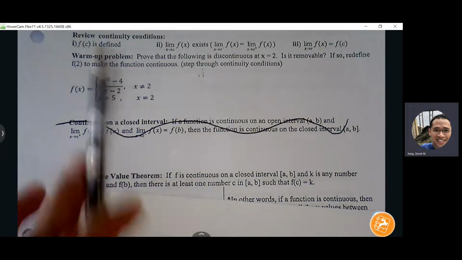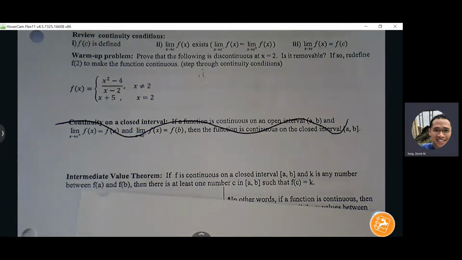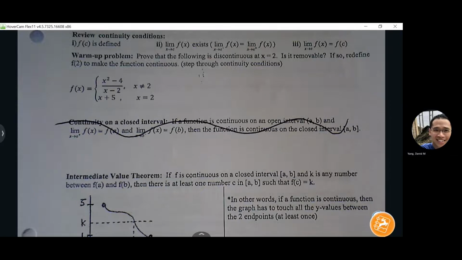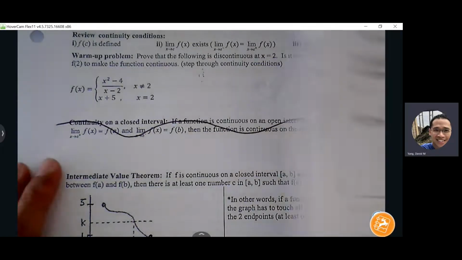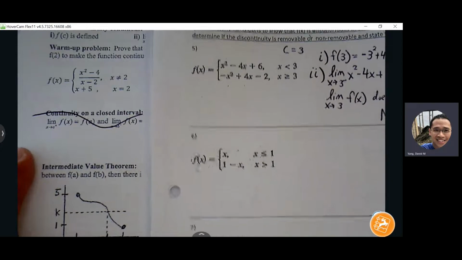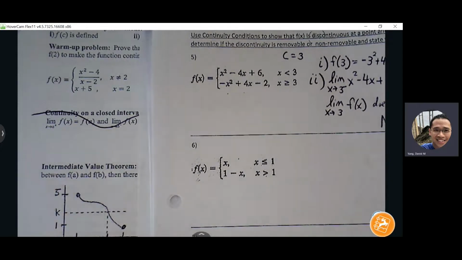I call it a warm-up problem, but really it's something that we haven't quite seen yet. So we're going to explore this from the beginning. Okay, so just some quick observations here. We just did number 5 and 6. What do you notice is different between this piecewise function and the one that we just did? They're equal signs. There are equal signs.